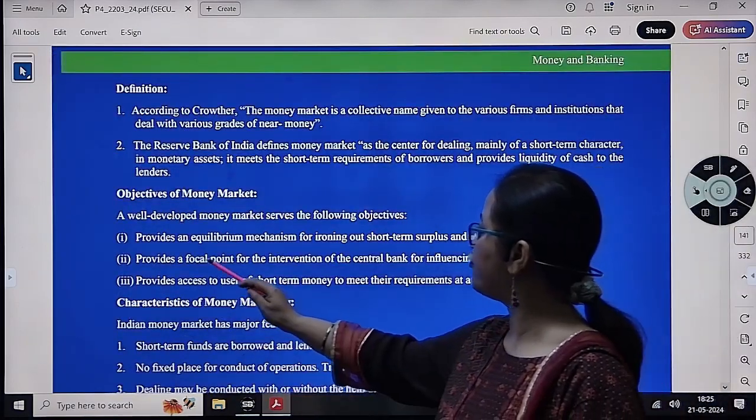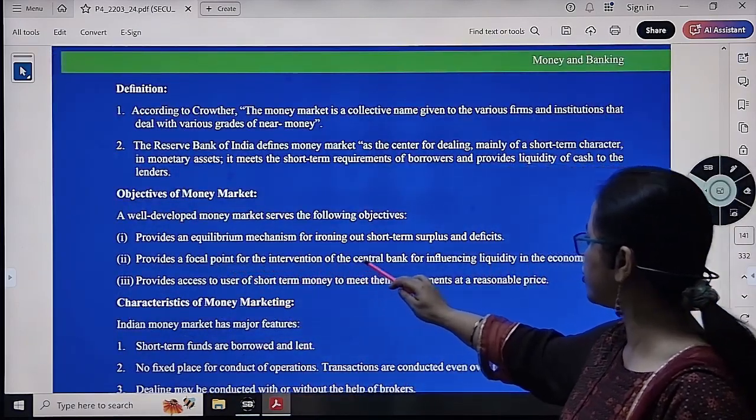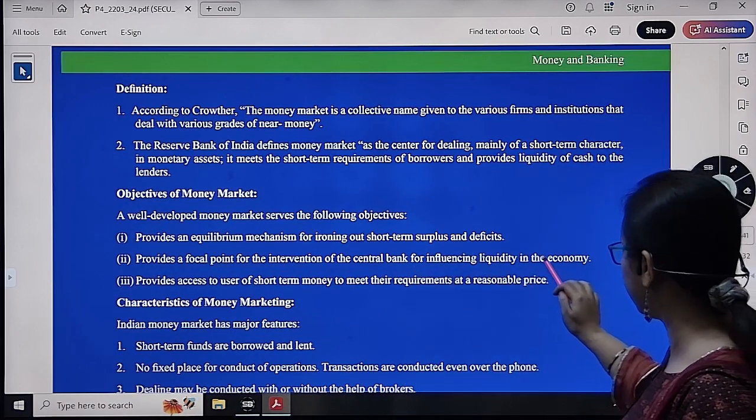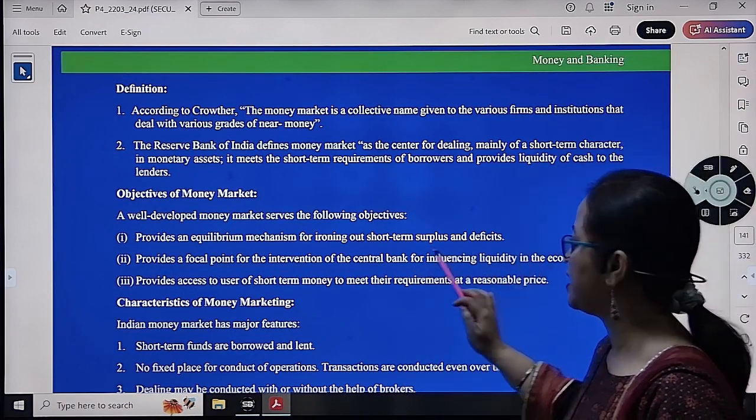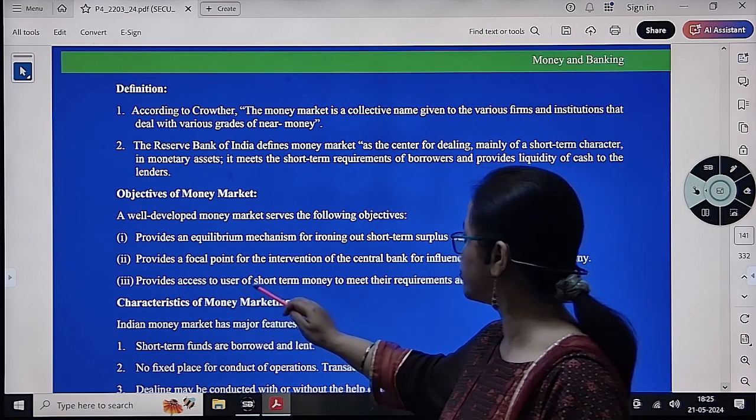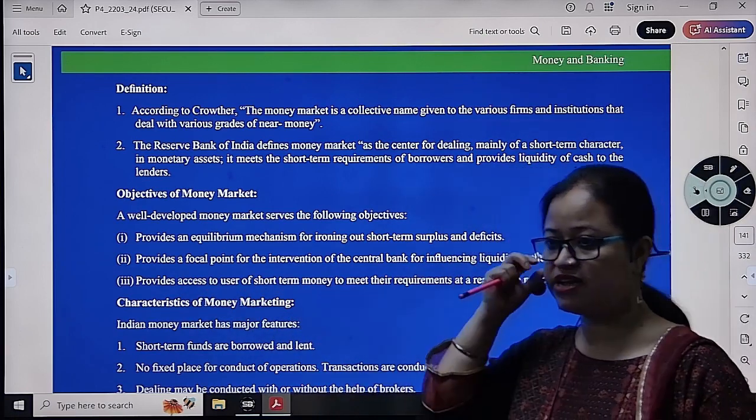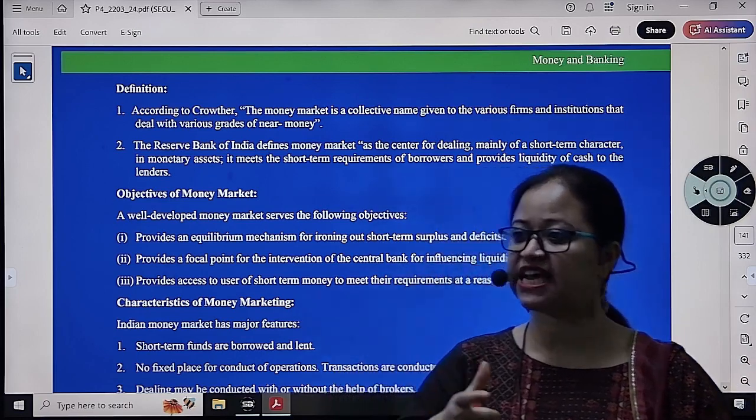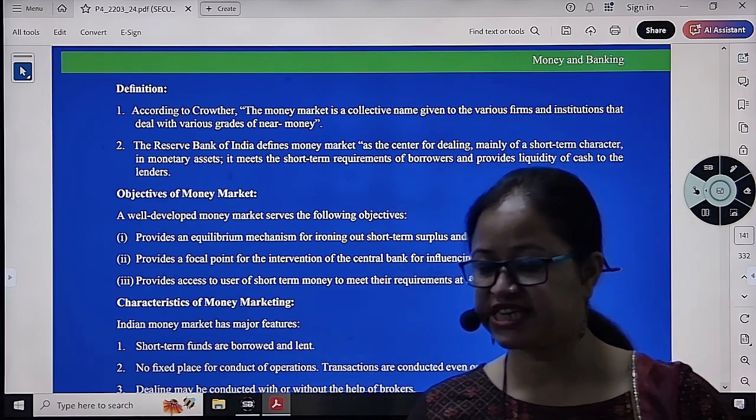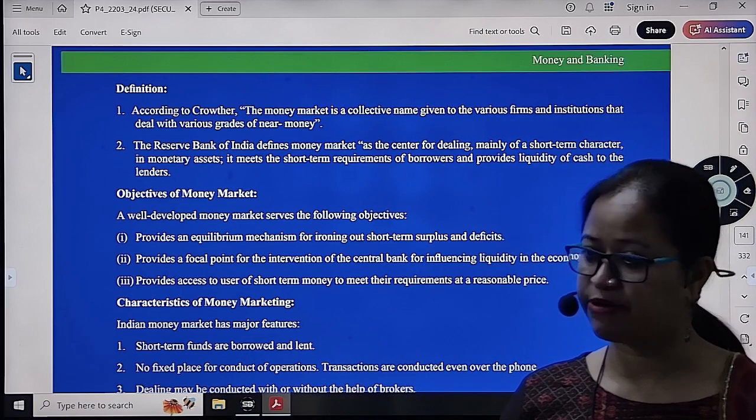Then it provides a focal point for the intervention of the central bank for influencing liquidity in the economy. Then it provides access to users of short-term money to meet their requirements at a reasonable price. So for short-term requirements, people can invest in the money market.